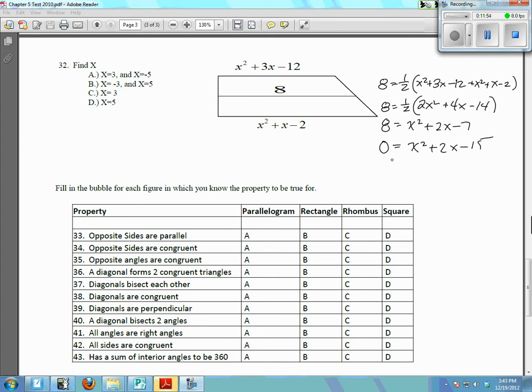Now I can factor that, and I want to find two numbers that multiply together to give me negative 15 and add to give me positive 2. So that's negative 3, positive 5. So x is going to equal 3. x is going to equal negative 5. Well, that's when this is equal to 0 again.